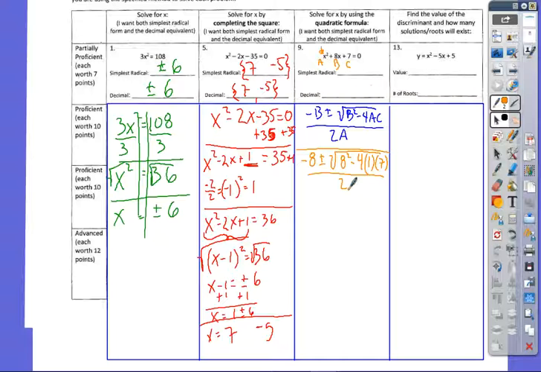So then let's deal with the discriminant first. 8 squared is 64. So we have the square root of 64 minus 28. Negative 4 times 1 times 7 is negative 28.